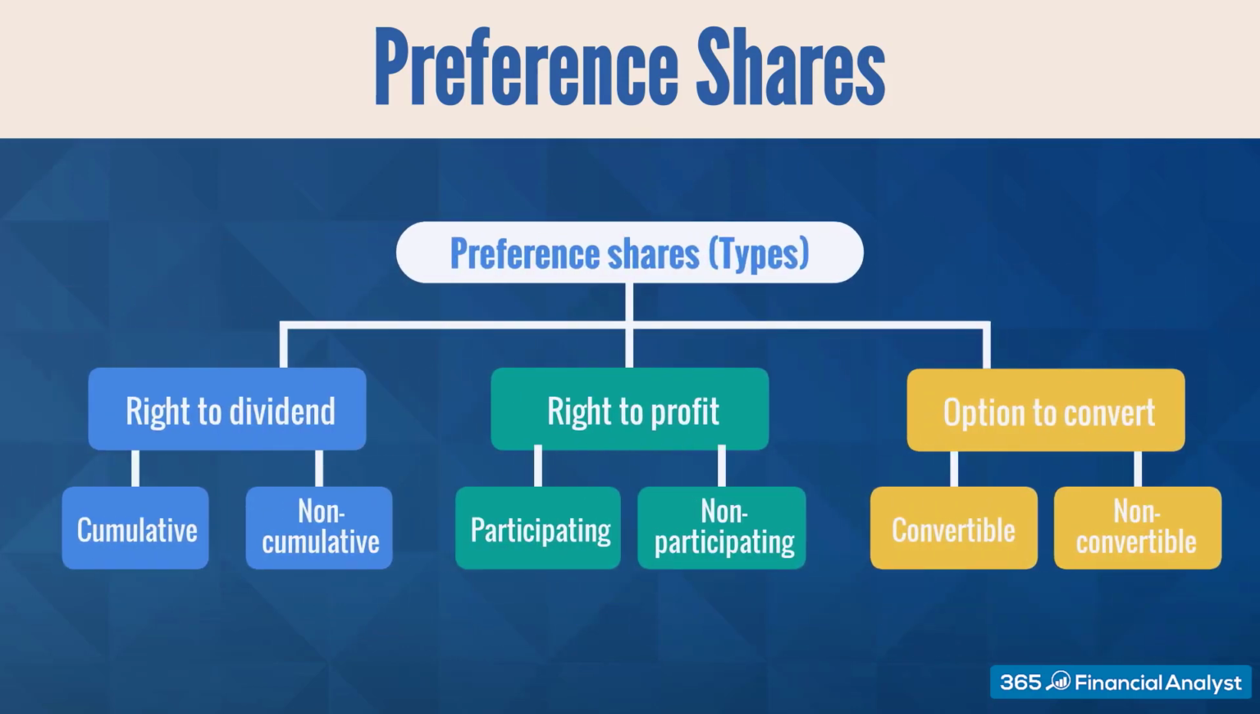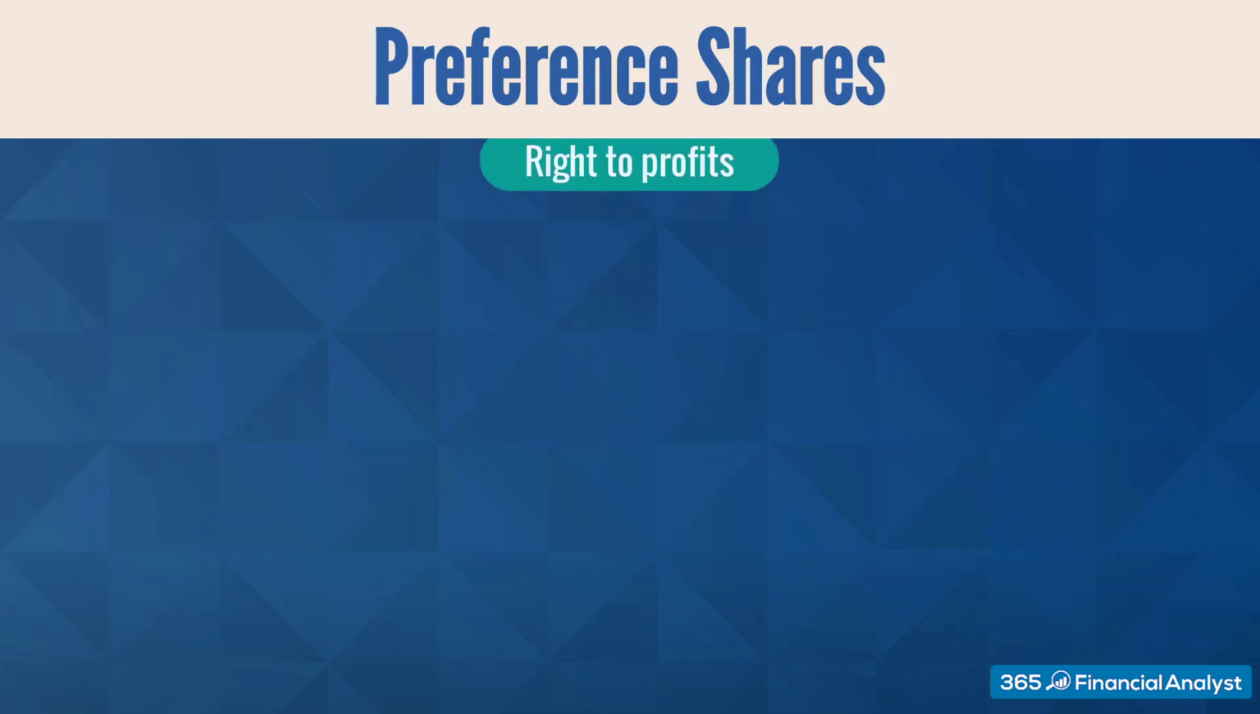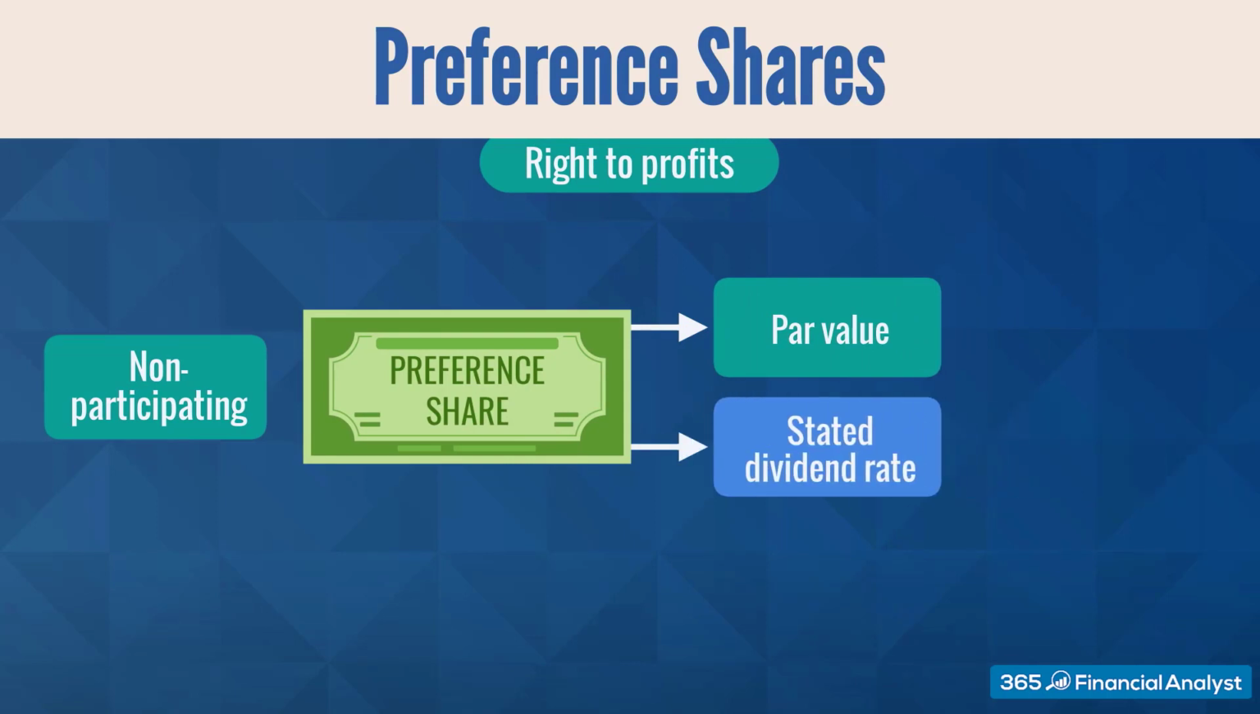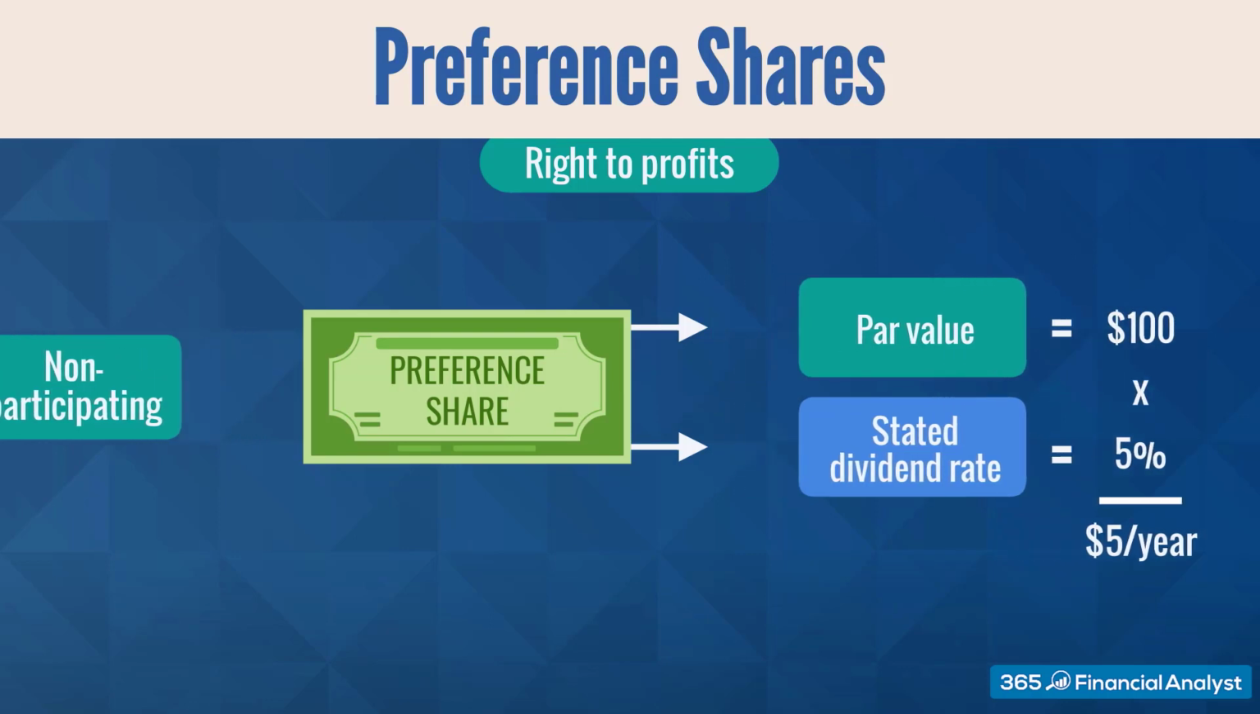Besides, preference stocks can be divided into participating and non-participating. We better take a closer look at how these two work. Okay. Overall, preferred stock normally carries a par value and a stated dividend rate based on that par value. For example, Company Alpha, which issues a $100 par issue with a 5% dividend, pays a dividend of $5 per year.